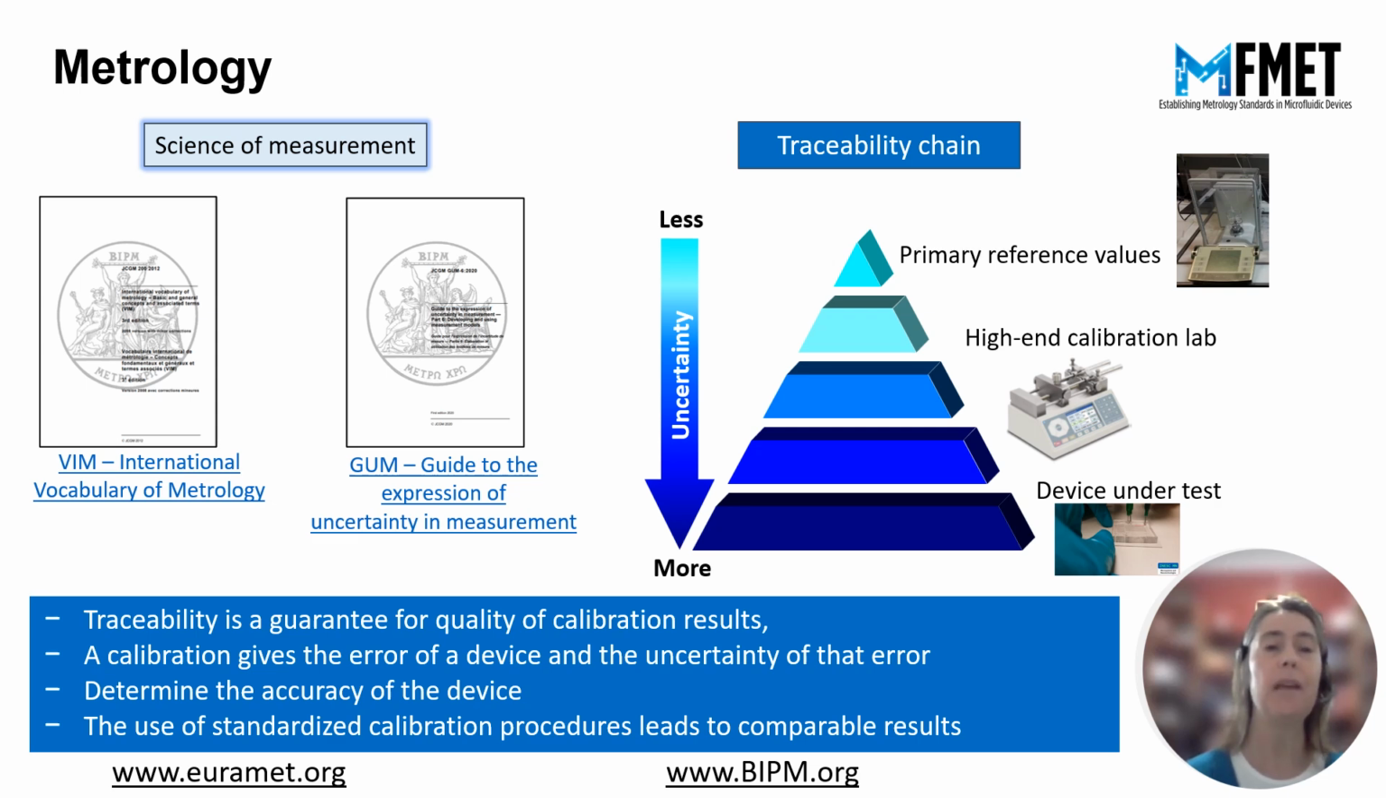In these 2 documents, one very important term is traceability, which is the guarantee for the quality of calibration results. Here on the right, you will see a traceability chain, a pyramid, where on the top we have the primary standards. For example, you see here a balance or the mass standard, and then on the bottom you have the device under test, which in this case will be a microfluidic chip. At the bottom of the pyramid you have higher uncertainties, and at the top you have lower uncertainties because we have the primary standards. Now, a calibration also gives us the error of a device and the uncertainty of that error, and also allows us to determine the accuracy of the device.